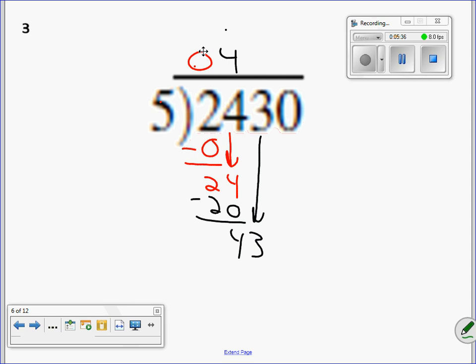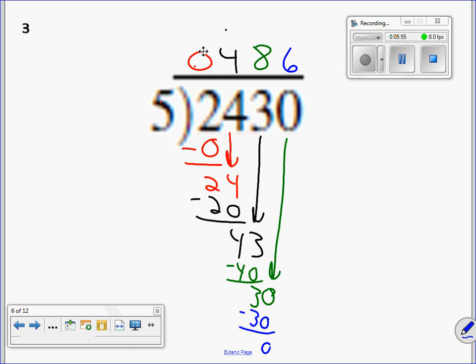How many times can 5 go into 43? The answer is 8, because 8 times 5 is 40. I'm going to subtract. I have a 3 here. I'm going to bring down the 0. How many times can 5 go into 30? It goes in there 6 times. 5 times 6 is 30. So once again, I have a remainder 0, which I don't have to write down.